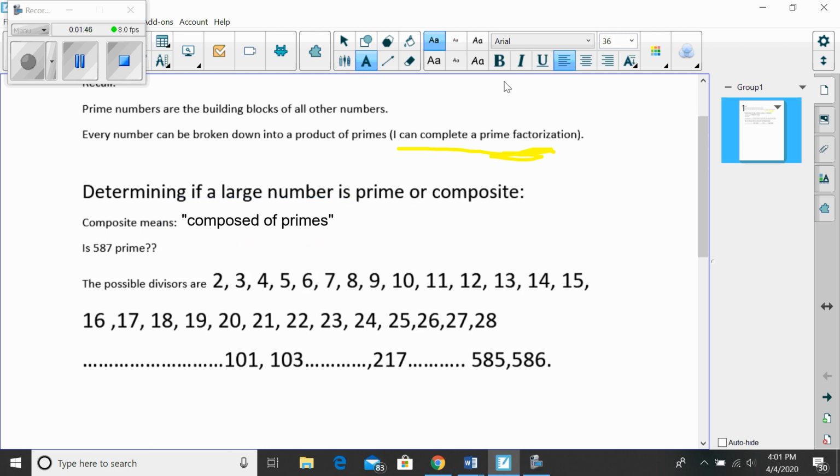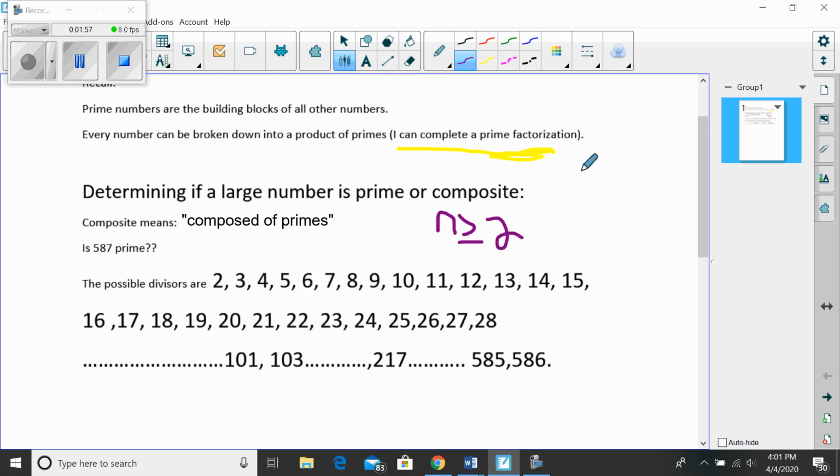Therefore, if we're talking about any whole number greater than or equal to 2, because 1 and 0 are neither prime nor composite. If we're talking about primes and composites, we're not dealing with decimals, fractions, and negatives. We're dealing with whole numbers, but these two whole numbers are neither prime nor composite. So when we're referring to prime numbers, we're referring to numbers greater than or equal to 2. 2 is special in that it's the only even number that is prime.